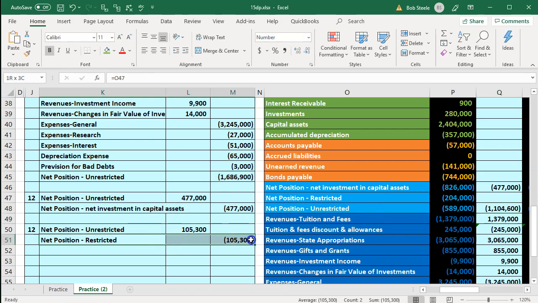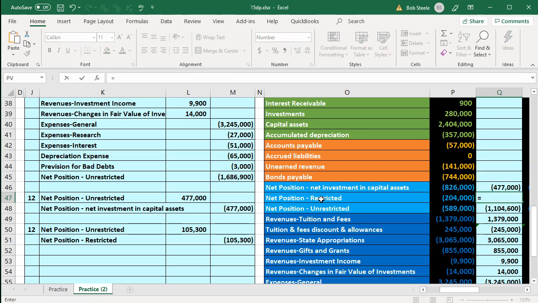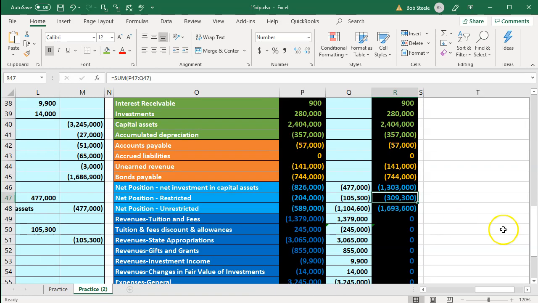Then we have the net position restricted. That's going to be up top. We are in cell Q47. Something is in it, so I'm going to say equals, and go to the net position restricted and enter, increasing that amount. So there's our adjustment, our breakout of the net position.